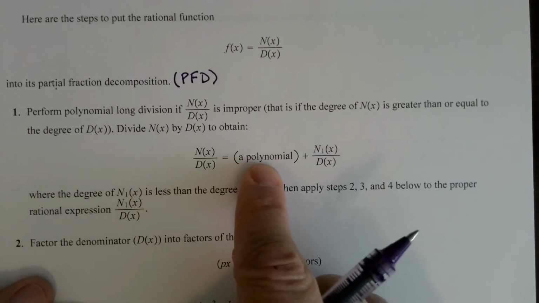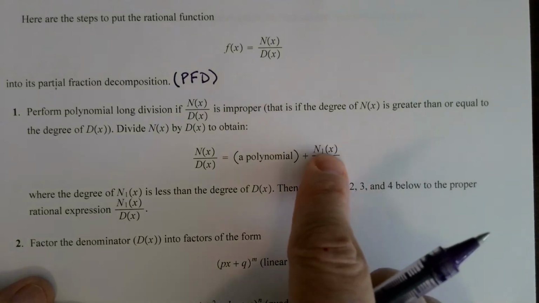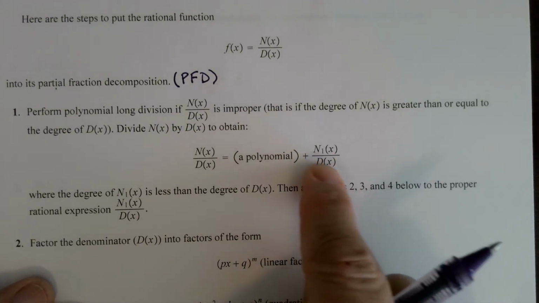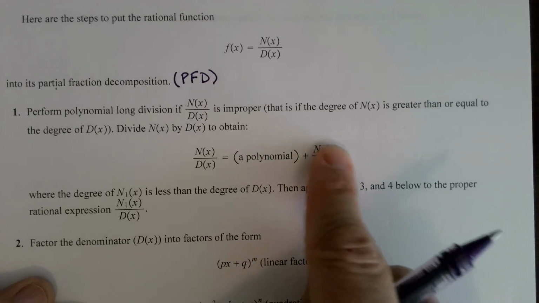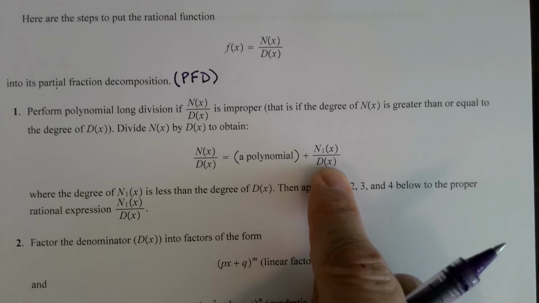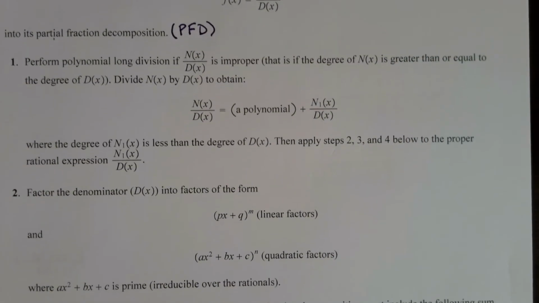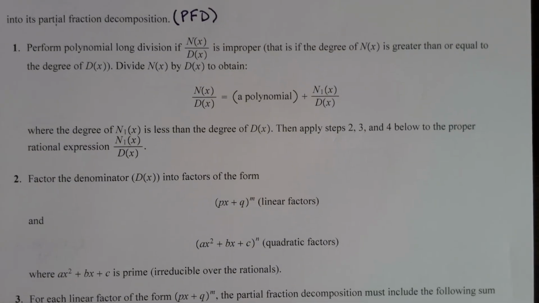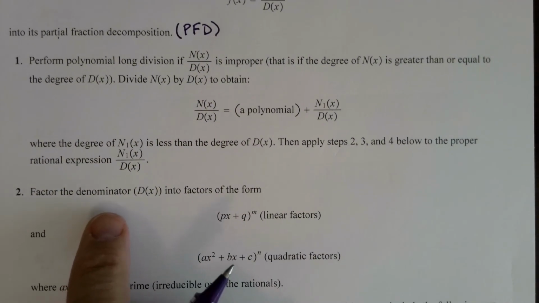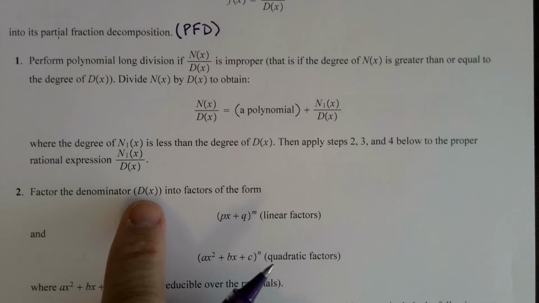When you do that, you'll get a polynomial plus the remainder over the divisor, and then this is something we can potentially, if we have to, do the partial fraction decomposition on. That's the first thing. If indeed the numerator degree is less than the denominator degree, then we can do the partial fraction decomposition as follows. We factor the denominator into factors.